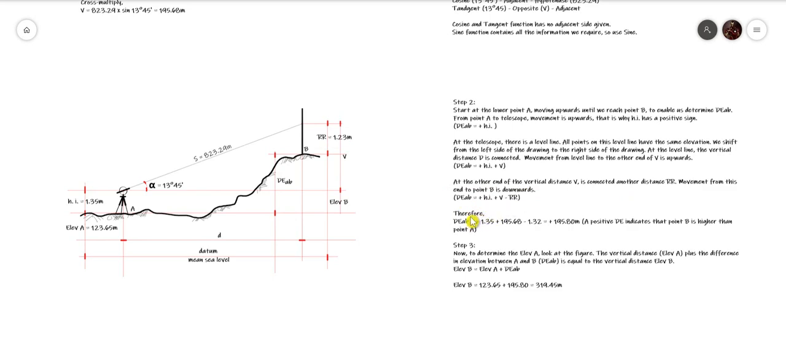Substituting the values of HI, V and RR to our equation gives dE sub AB equal to plus 1.35 plus 195.68 minus 1.32, which gives us a value of positive 195.80 meters. A positive dE indicates that point B is higher than point A.